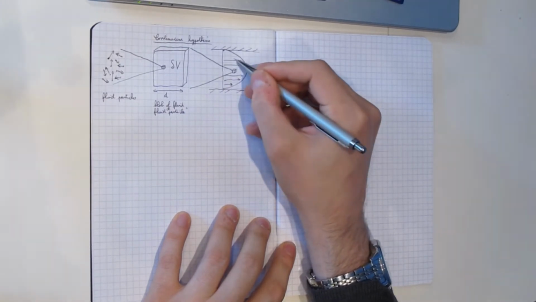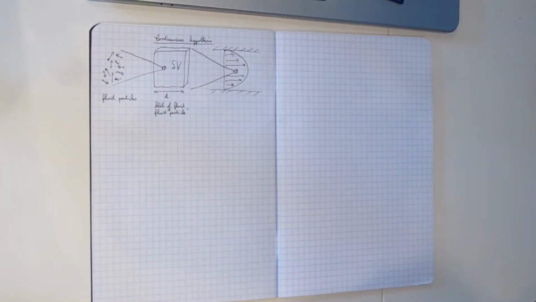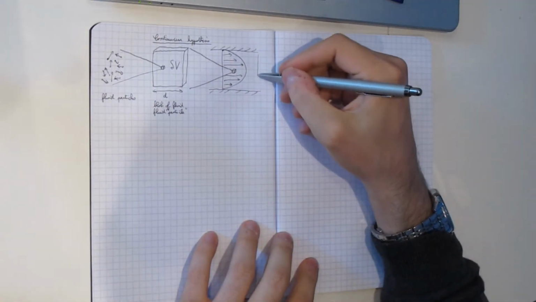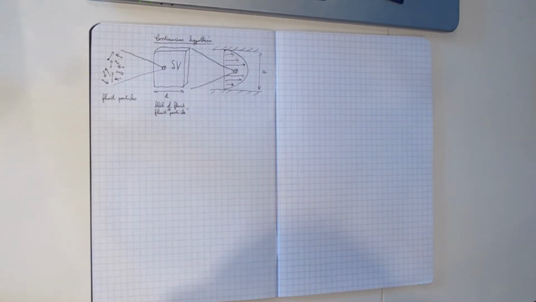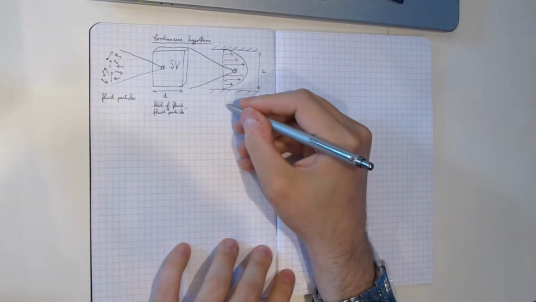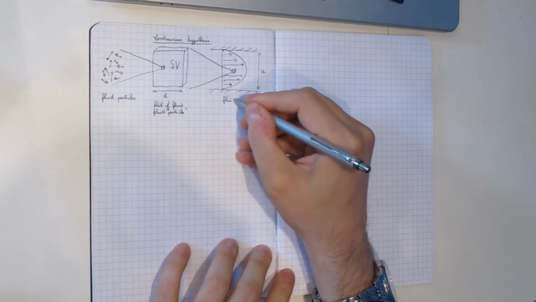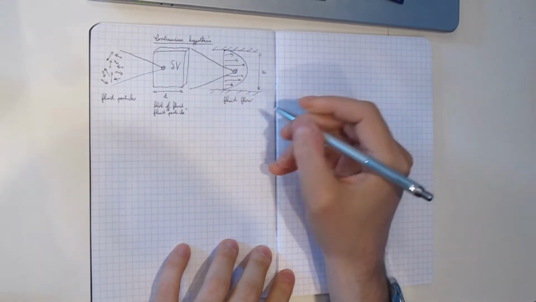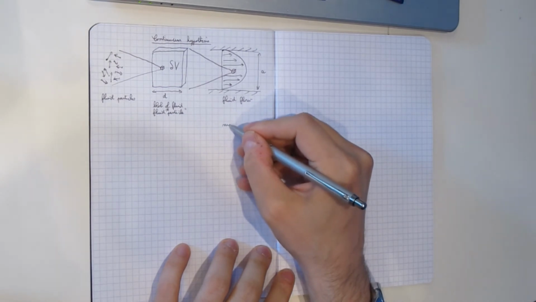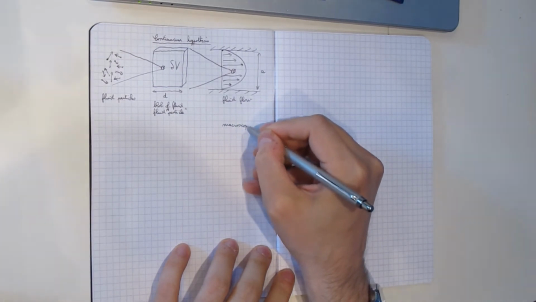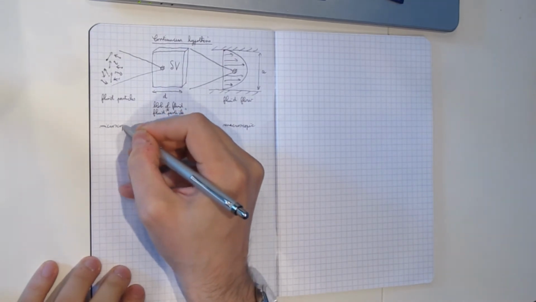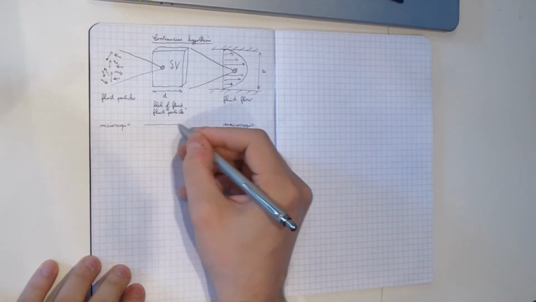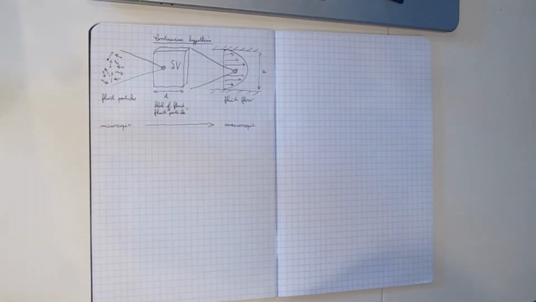You can see that this blob of fluid is small compared to the size of the domain, and I'm going to name the size of this domain A, the characteristic size of this domain. So this is essentially our fluid flow, right? So this is microscopic. And what we're doing here is that we're going from the microscopic to the macroscopic, okay?